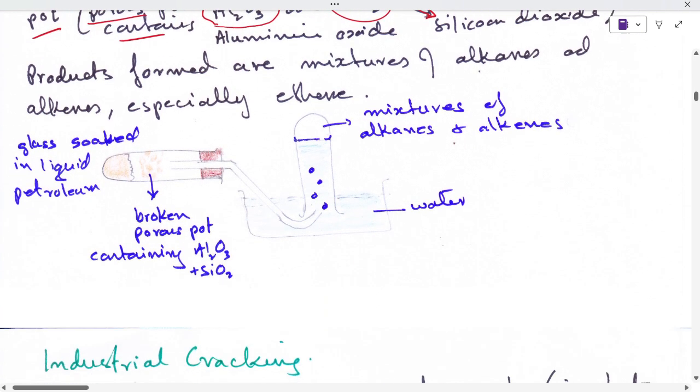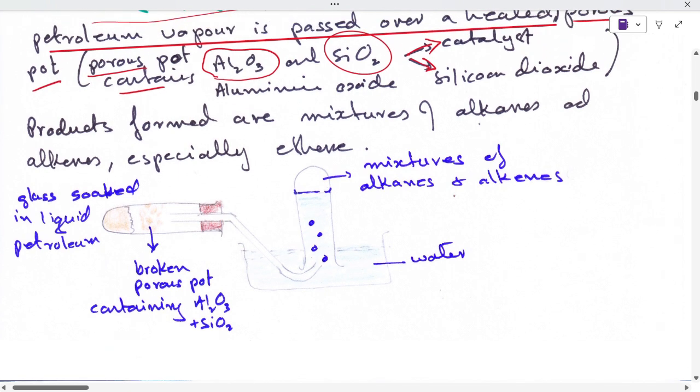You can see the diagram. There is one boiling tube. In the boiling tube, you can see glass wool soaked in liquid petroleum, then broken porous pot in the center. Now here we are going to apply heat, and you can see the delivery tube. On the right side, you can see the trough of water and a tube inserted over it, and you can see the bubbles formed. The bubbles formed are mixtures of alkanes and alkenes.